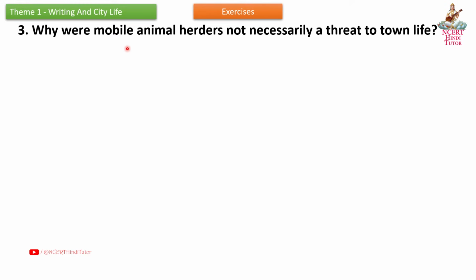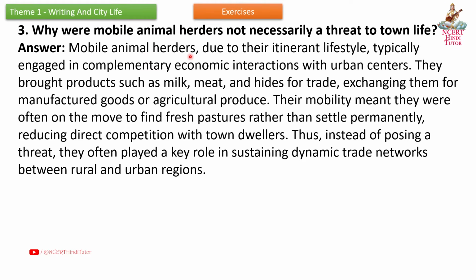Question 3: Why were mobile animal herders not necessarily a threat to town life? Answer: Mobile animal herders, due to their itinerant lifestyle, typically engaged in complementary economic interactions with urban centers. They brought products such as milk, meat, and hides for trade, exchanging them for manufactured goods or agricultural produce. Their mobility meant they were often on the move to find fresh pastures rather than settle permanently, reducing direct competition with town dwellers. Thus, instead of posing a threat, they often played a key role in sustaining dynamic trade networks between rural and urban regions.